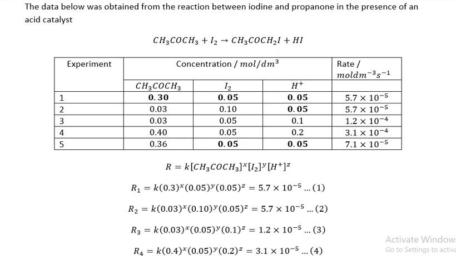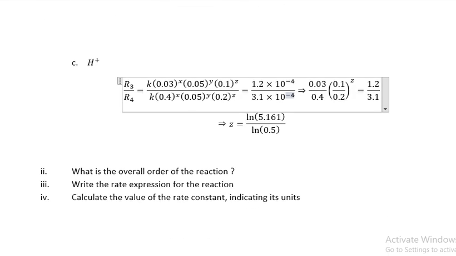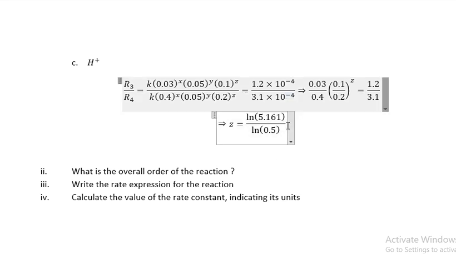Now under rate 3, I have 0.1 there and 0.2. So I think there is a problem here, because if we take the ln of 5.161, and then we divide by the ln of 0.5, we get a negative value. It gives us negative 2 point, and z cannot be negative. So surely there should be a mistake with the values, okay?